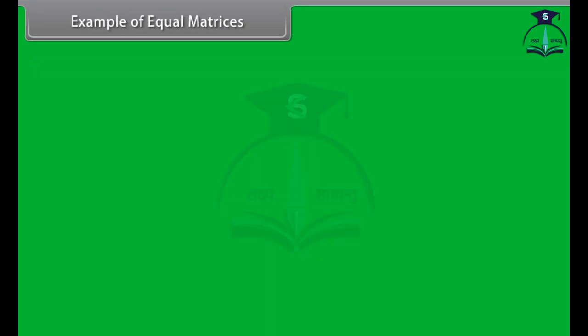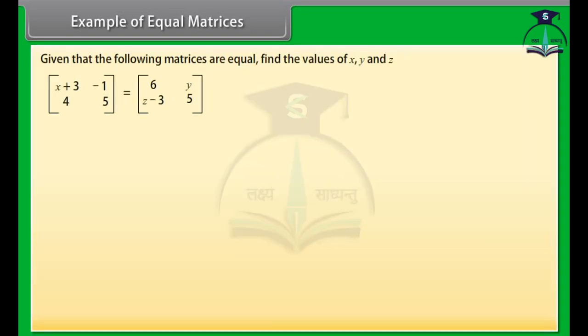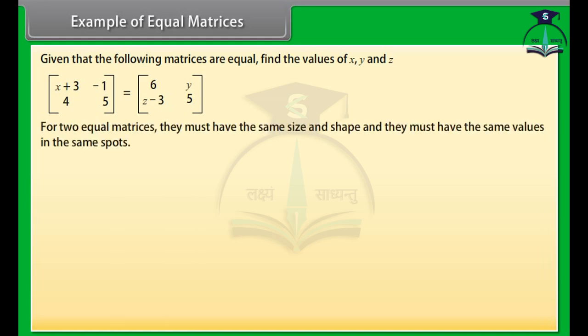Example of equal matrices. Given that the following matrices are equal, find values of x, y and z. For two equal matrices, they must have the same size and shape and they must have the same values in the same spots. Or we can say a11 must be equal to b11, a12 must be equal to b12 and so forth.